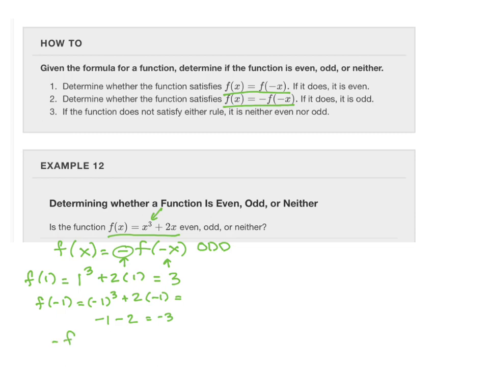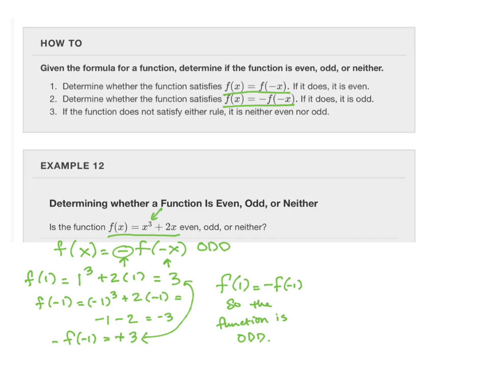Okay, so right now they're not the same. But I need negative f of negative 1, which is to make this negative 3 positive, right? So they are the same. So since they are the same, what we can say here is f of 1 equals negative f of negative 1. So the function is odd. Is that the same with every odd number? No. Just because the power is odd doesn't mean the function is odd. Because the power is odd means the function is not even, but it could be neither. So you've got to check it.